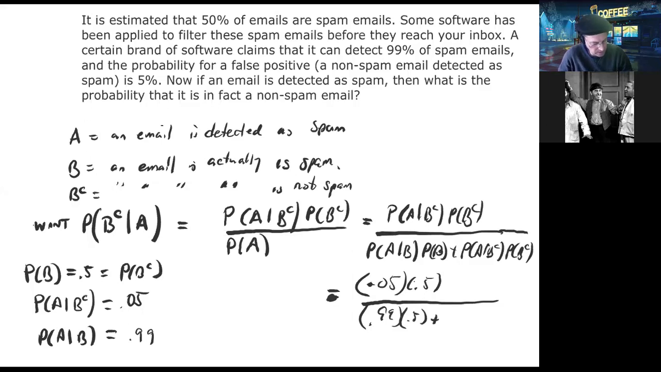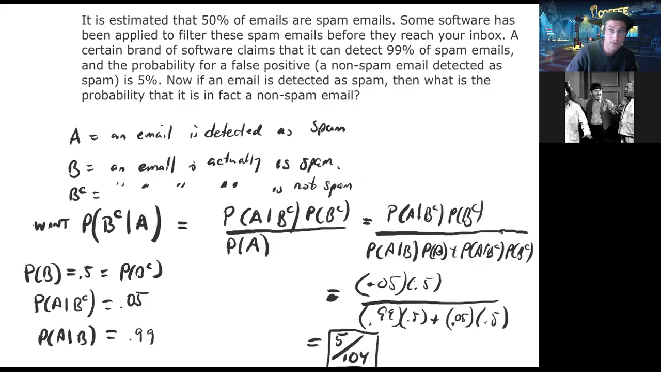Plus the probability of A given B complement, which we saw was 0.05, times the probability of B complement, which is 0.5. And so if you do the calculation, you get 5. I converted it to a fraction, 5 divided by 104. So that's the answer to this first question.